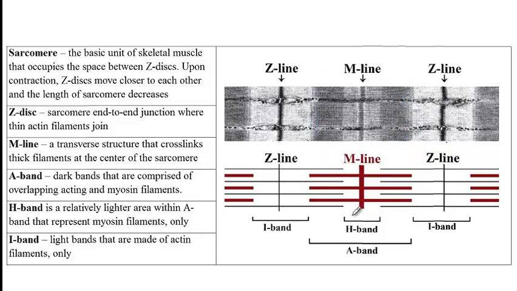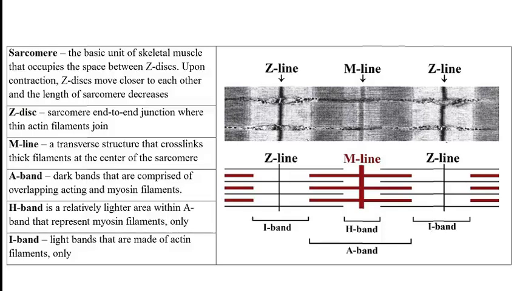The H band, on the other hand, is a fairly lighter area because there is no overlap between actin and myosin. Okay, and then we have the I band, which is only made of the actin filaments, which is the light band, and it has a lighter color. So you can see how there are color differences, dark versus light, that keep going in alternating order. So that's why there is a striation pattern present in both skeletal and cardiac muscle.